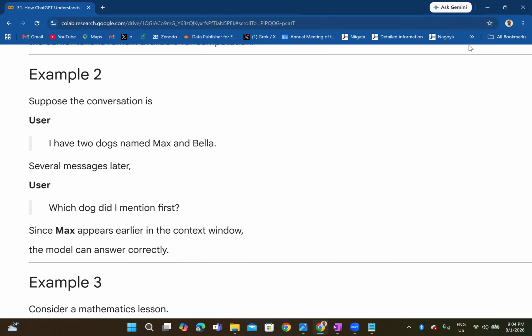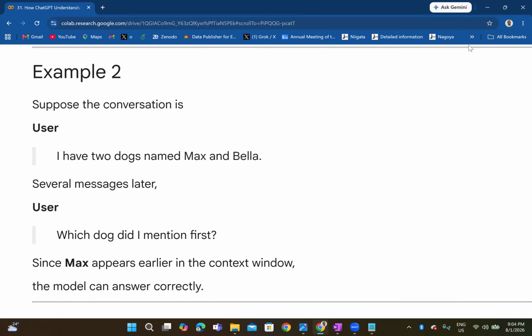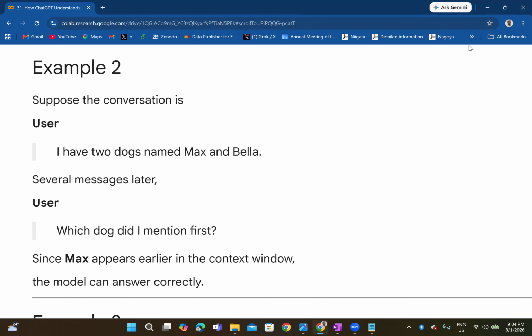Example two: suppose the conversation is, user says, I have two dogs named Max and Bella. And several messages later, user says, which dog did I mention first? Since Max appears earlier in the context window, the model can answer correctly, though it doesn't understand Max and Bella, but it understands the whole tokenization, embedding, and everything.